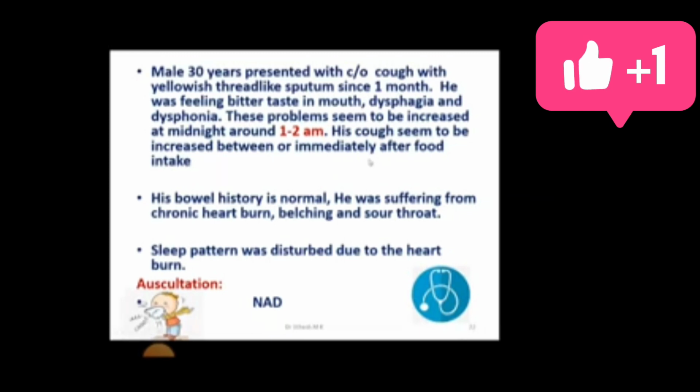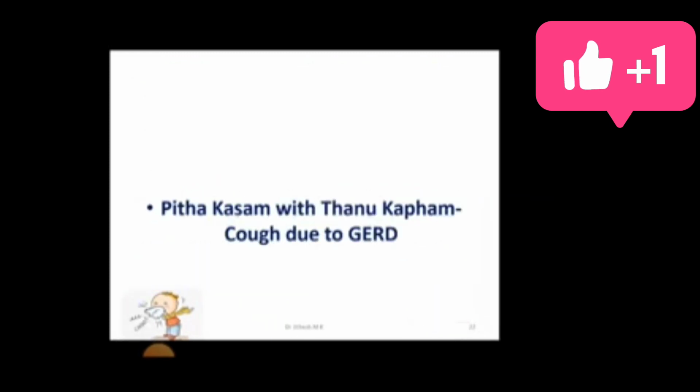Now, the treatment. Here, the diagnosis is Paittika Kasa with Tanukapha. And as per modern science, we can diagnose it as cough due to GERD, gastroesophageal reflux disease, which has a typical correlation with Paittika Kasa with Tanukapha in modern medicine. That is called LPRD, laryngopharyngeal reflux disease.